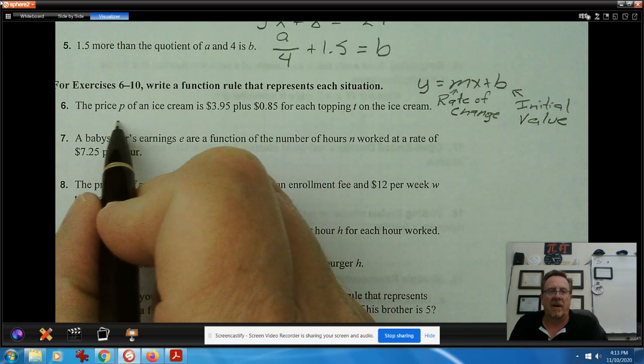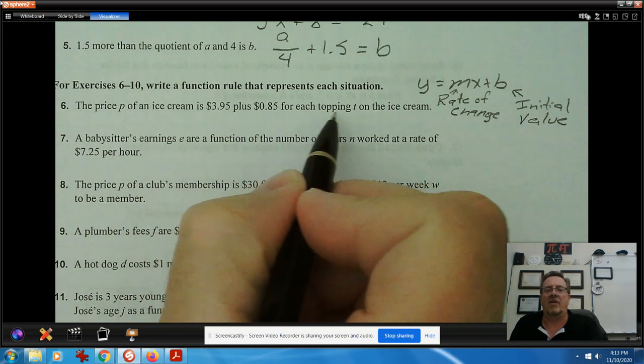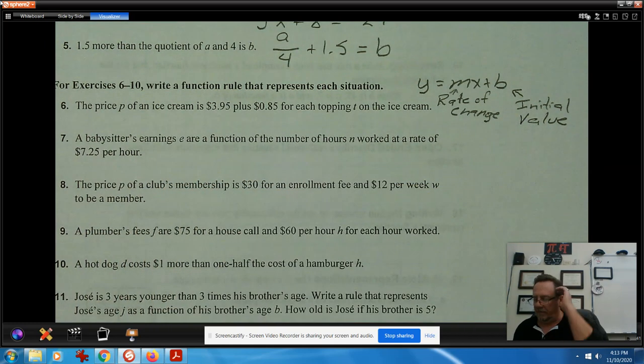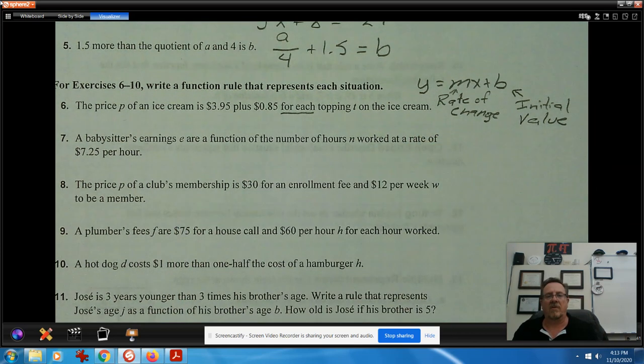Here, this one says the price P of ice cream is $3.95 plus 85 cents for each topping T on the ice cream. There are some key words I want you to look for, one of which, or two of which, I guess, for each is two words. I can count.